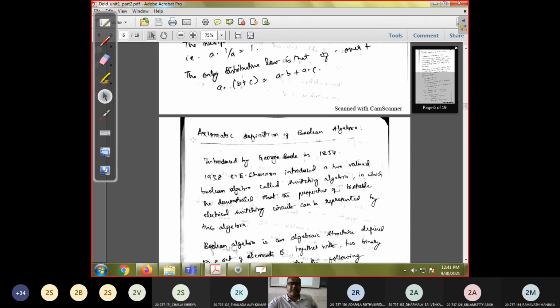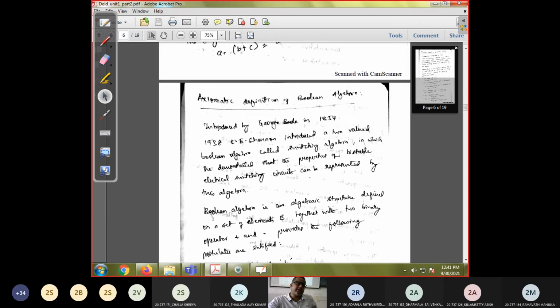So how do you define this concept of Boolean algebra? Boolean algebra was introduced by the scientist George Boole in the year 1854. In the later year, 1938, C.E. Shannon introduced this concept of two-valued Boolean algebra. This is very important for us, two-valued Boolean algebra, which is also referred to as switching algebra, in which he demonstrated the property of bistable electrical switching circuits, which can be represented by this algebra. So using this concept of Boolean algebra, we are going to make our entire discussion.